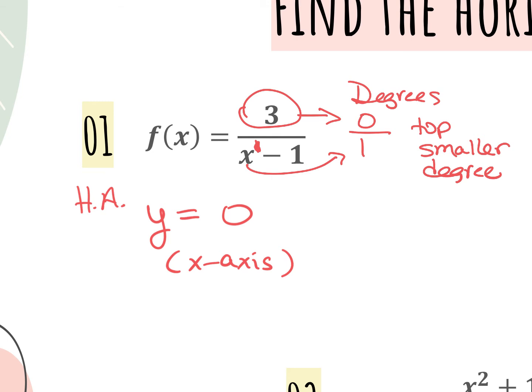So 0 is smaller than 1, so this is why the horizontal asymptote is located at y equals 0. Don't get confused with powers and degrees. A constant's degree is 0. The exponent on the 3 is a 1. Now, technically, when it's a variable, the degree and the power are the same thing. But for just a single number, a constant, the degree is 0. Pretty good? Let's try the next one.